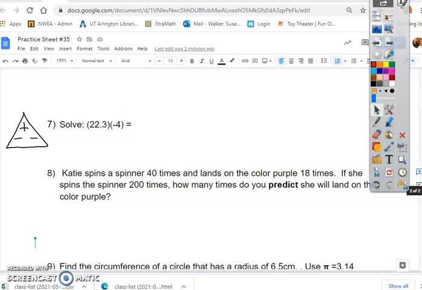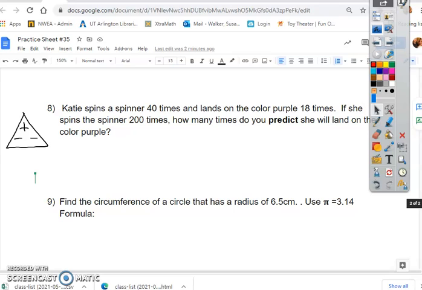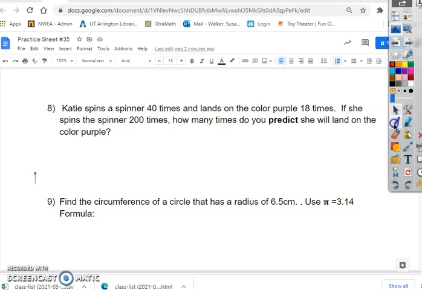Number 8 says, Katie spins a spinner 40 times and lands on the color purple 18 times. So we spin the spinner 40 times. Purple is 18 times. If she spins the spinner 200 times, how many times do you predict she will land on the color purple? Okay. Guys, this is very similar to the problem we did before. We have a prediction problem. So guys, remember predict, proportion. We're setting up a proportion.